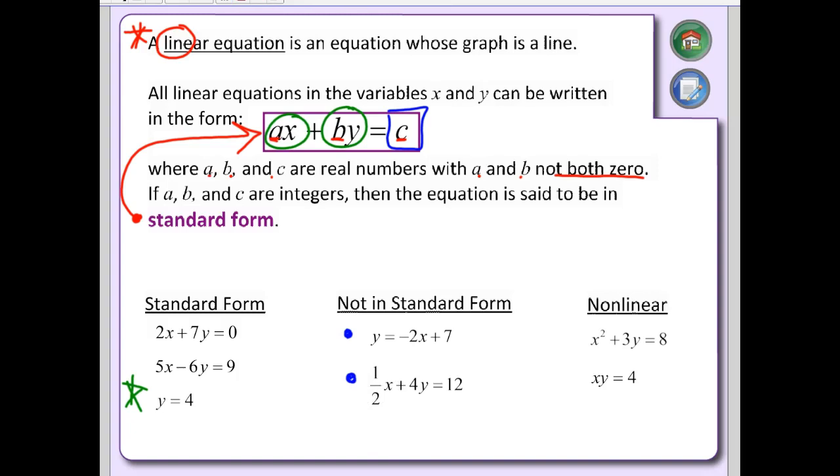But I have a question for you. Do you remember how to get rid of fractions? Yeah, we do. Good job.